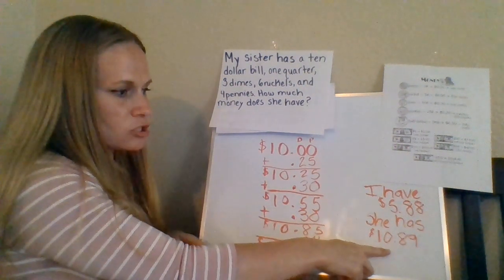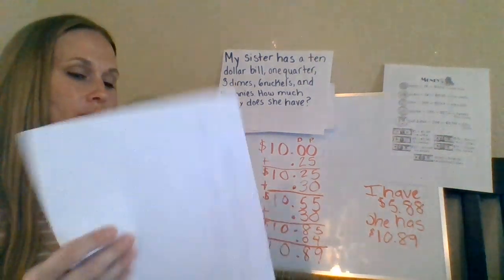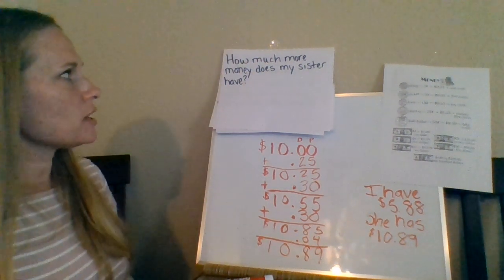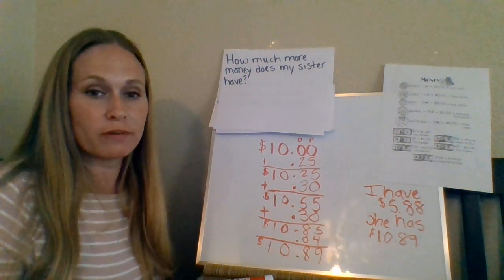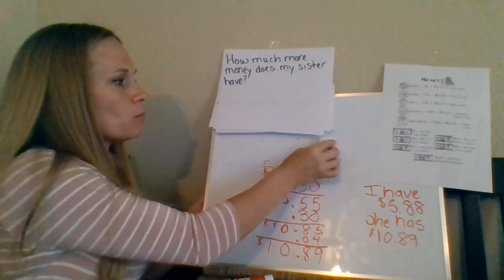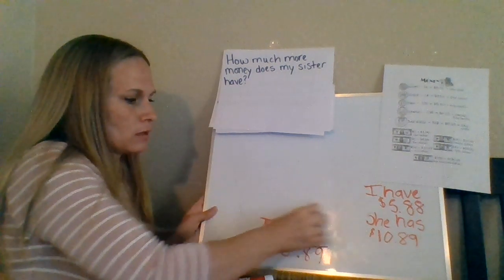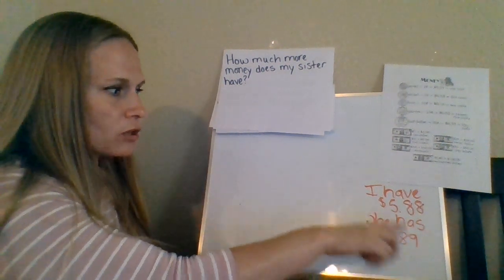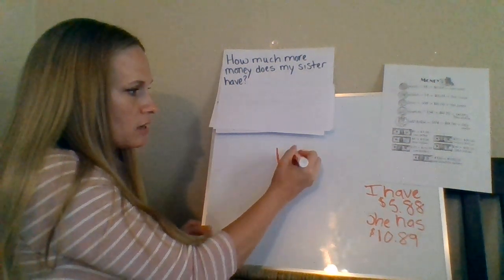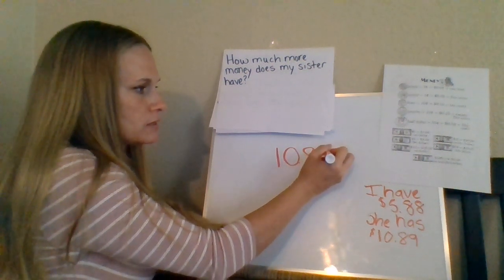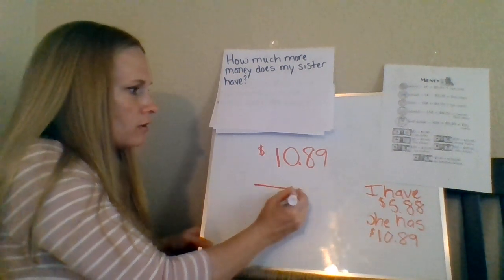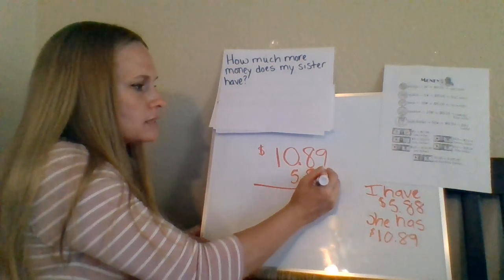So I can see that my sister has more money than I do. So my last question is going to be, how much more money does my sister have? Whenever we're comparing two things, we're going to be subtracting. I want to know how much more she has than me. So I'm going to look at the two amounts. $10.89 is the greater amount, so that's going to be my top number, $10.89. And I'm going to subtract my $5.88.